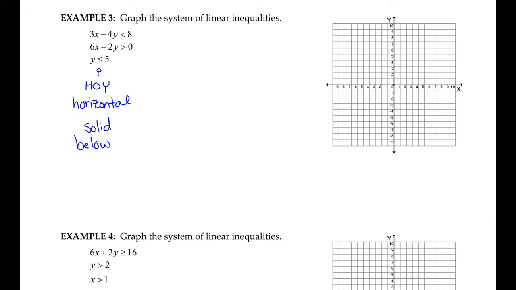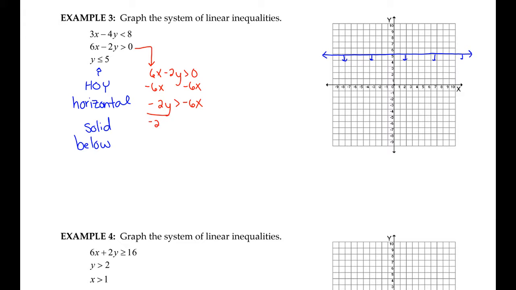Coming over at 5, here's my horizontal line. It's solid, and I'm going to draw arrows to indicate that I would be shading below the line. Then I'm going to look at the equation 6x minus 2y is greater than 0. We're going to start by subtracting 6x from both sides to get negative 2y is greater than negative 6x.